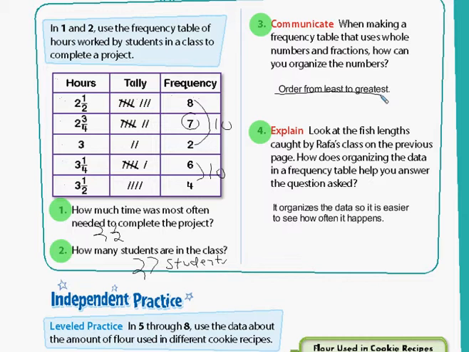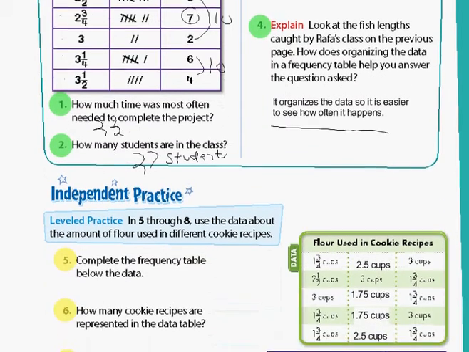Okay, question number 4. Look at the fishing lengths caught by Rafe's class on the previous page. How does organizing the data in frequency tables help you answer the questions asked? Just like with any frequency table, you can look back at that page. What it does is organize data so it's easier to see how often certain events happen. That's what I typed right there, so you can go ahead and copy that down.